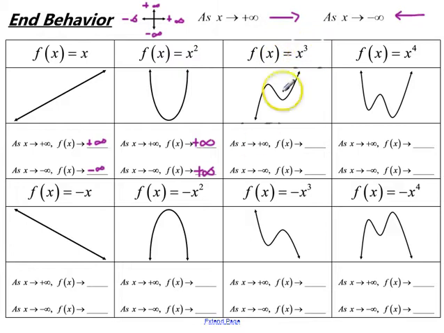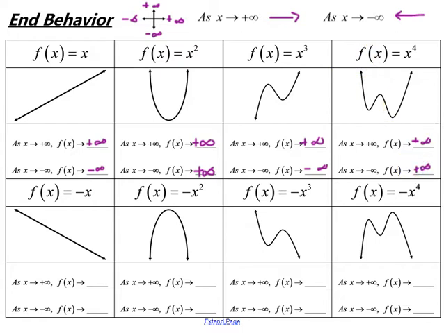F of x equals x cubed, as we go towards positive infinity to the right, our graph is going up towards positive infinity. As our graph goes towards negative infinity to the left, our graph is going downwards towards negative infinity. And in f of x equals x to the 4th, as we go towards positive infinity to the right, our graph is going upwards to positive infinity. And as we approach negative infinity to the left, our graph is going upwards towards positive infinity.